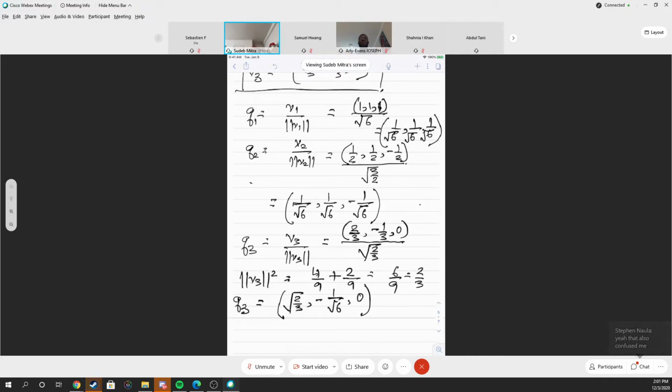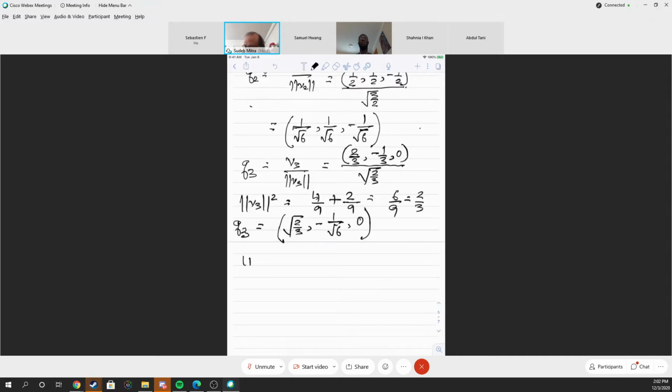So I did 3 problems like this. So you should be all set for that. So that's one question on Gram-Schmidt. Now one problem on diagonalization.